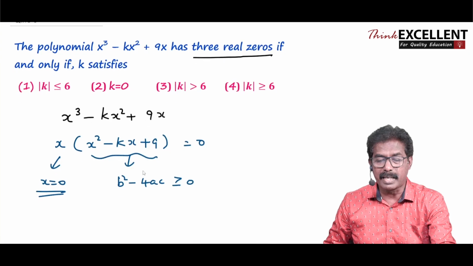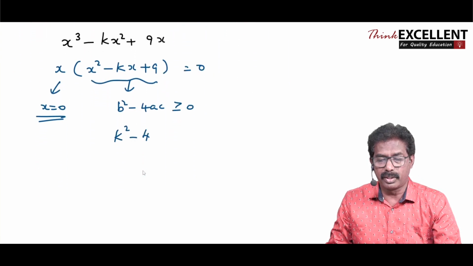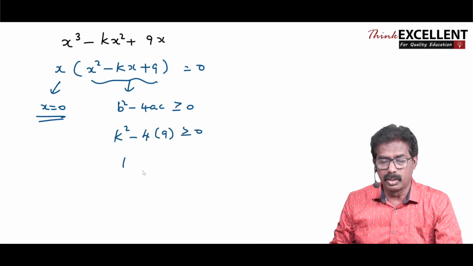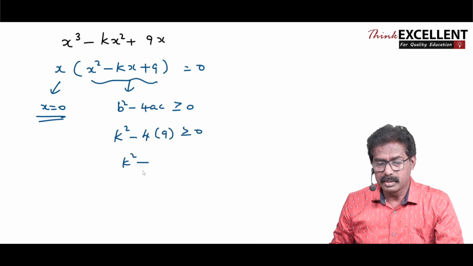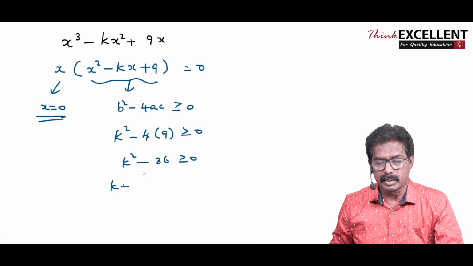B square means minus k square. Minus k square is k square. Minus 4 into a value 1 into c value 9 greater than or equal to 0, or k square minus 36 greater than or equal to 0, or that is k plus 6 into k minus 6 greater than or equal to 0.